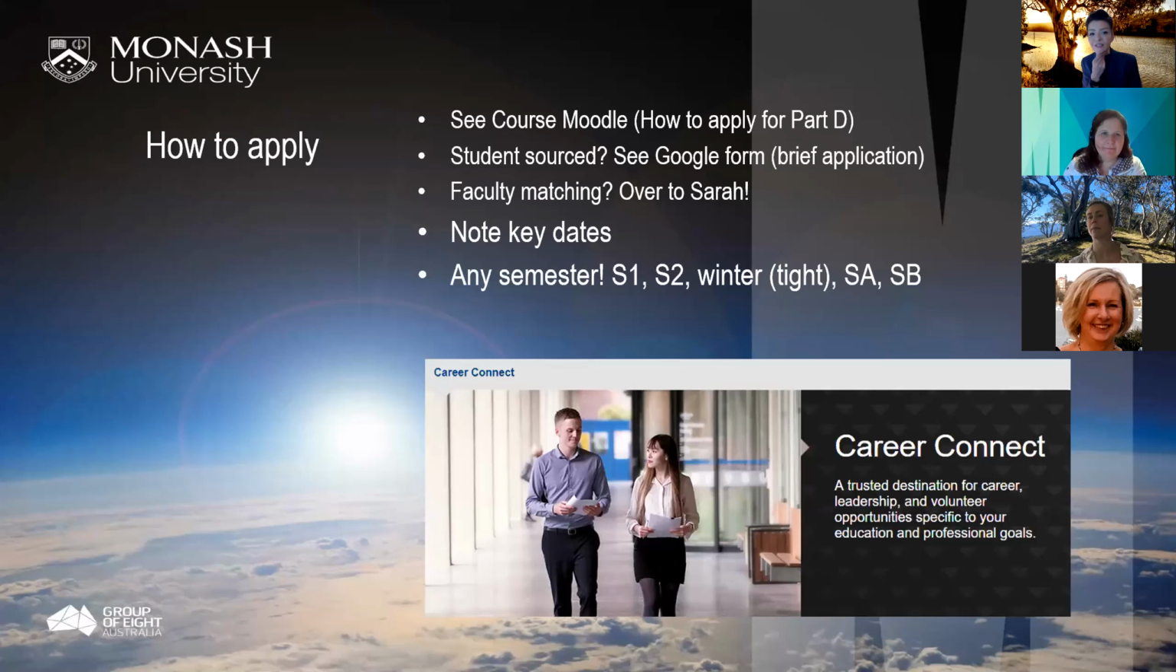All right. So just to end, how to apply? Well, step one is to go to the course Moodle Home and the section entitled How to Apply for Part D, and I've put the links in the chat. And then we have two similar but slightly different processes for student source. So that's where you might have an opportunity and would just like us to set that up for you, or faculty matching, which is where we help to partner you with one of our hundreds of different partners.